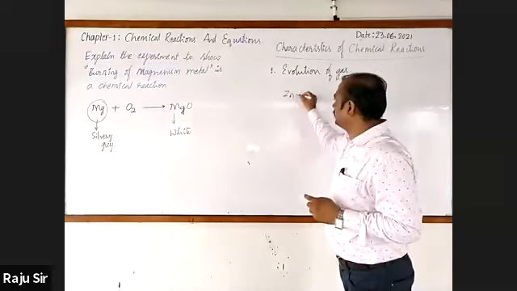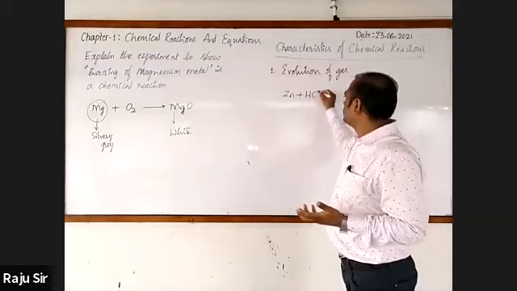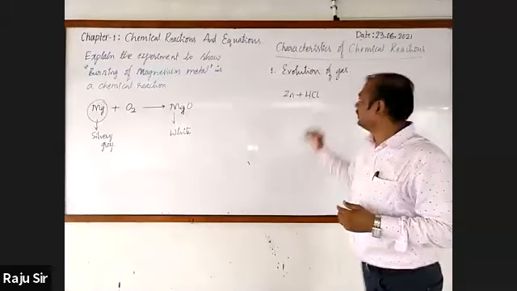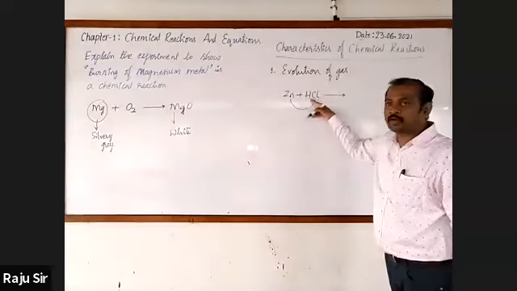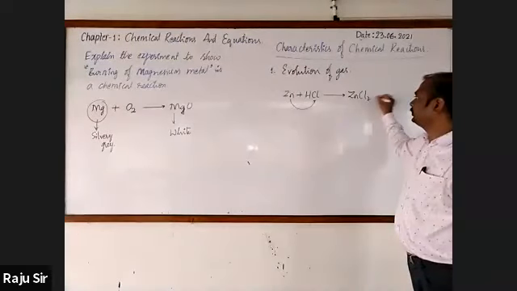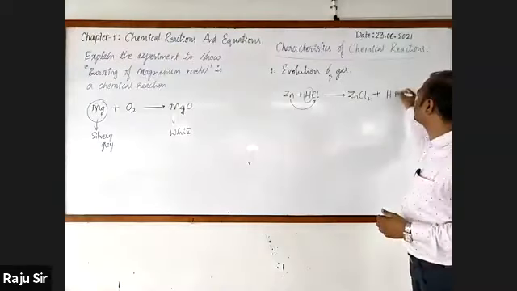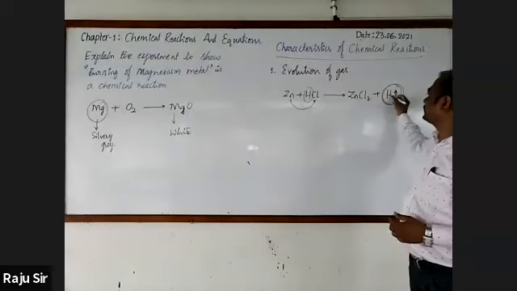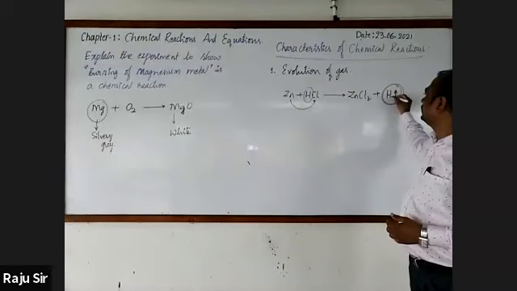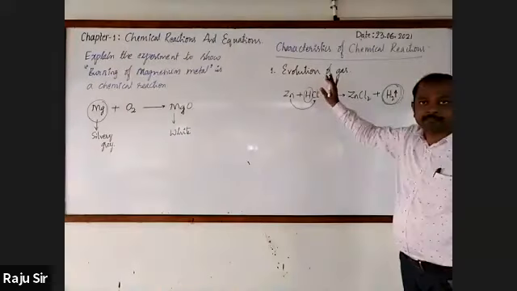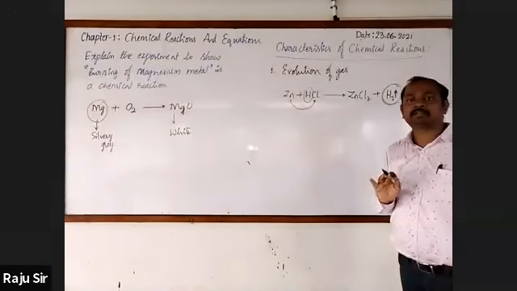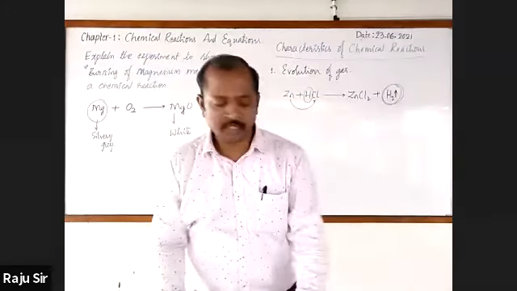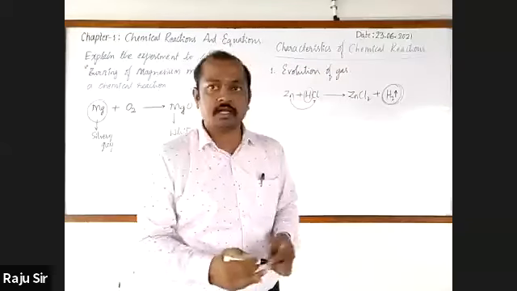Here, zinc granules reacted with dilute hydrochloric acid and produce the compound called zinc chloride, ZnCl2, with the liberation of hydrogen gas. As the hydrogen gas is liberated, we can say that it is one of the characteristics to know chemical reaction has taken place. Next, let me go for taking another activity.